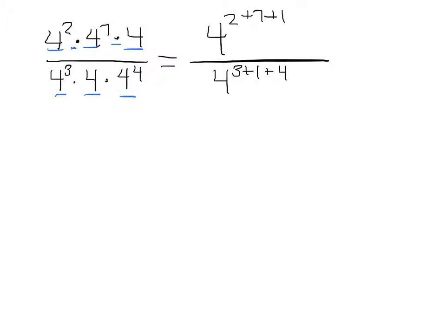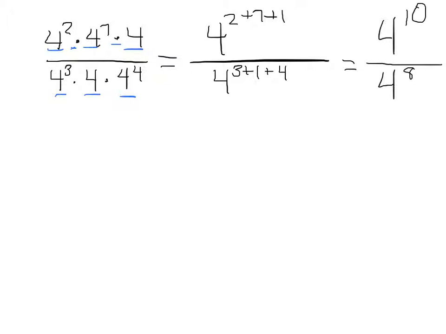Now let's simplify this. So that means that I'm going to take my numerator and make that a little bit easier to look at. So I'm still going to keep my base of 4 and I'm going to add all that up. So 2 plus 7 plus 1 gives me 10. So I have 4 raised to the 10th in the numerator. In my denominator, I'm going to simplify, and 3 plus 1 plus 4 gives me 8. So I have 4 to the 8th in my denominator.